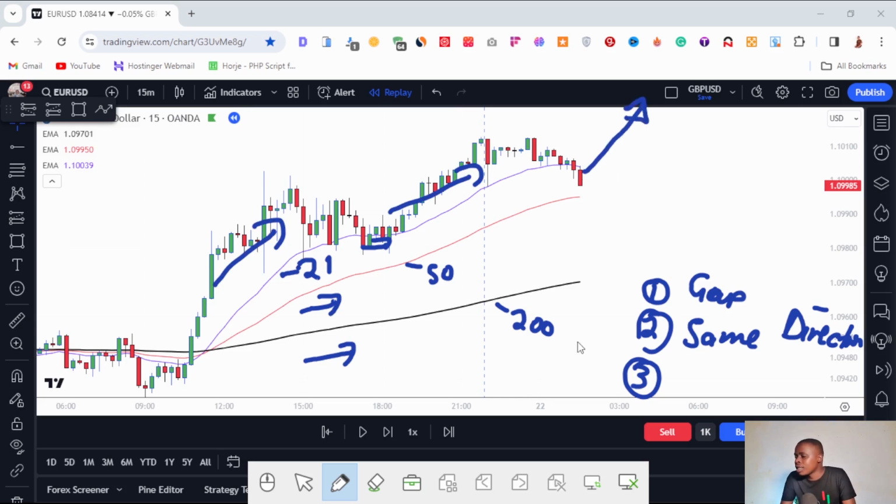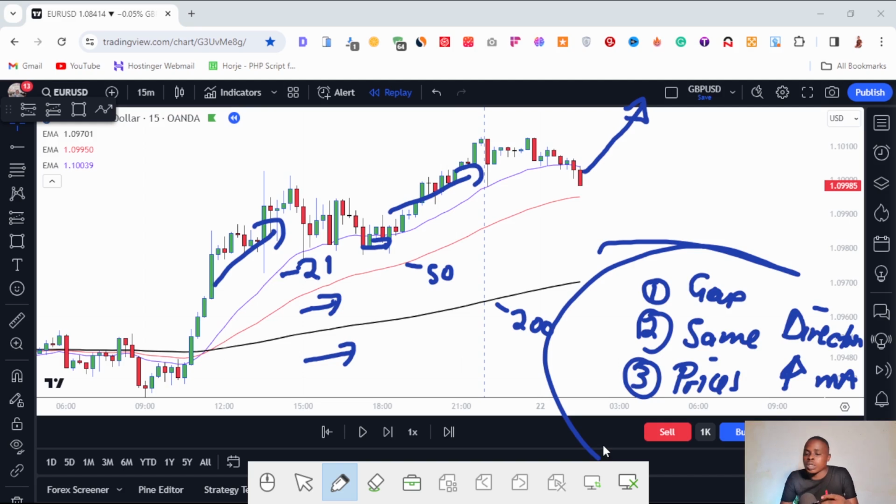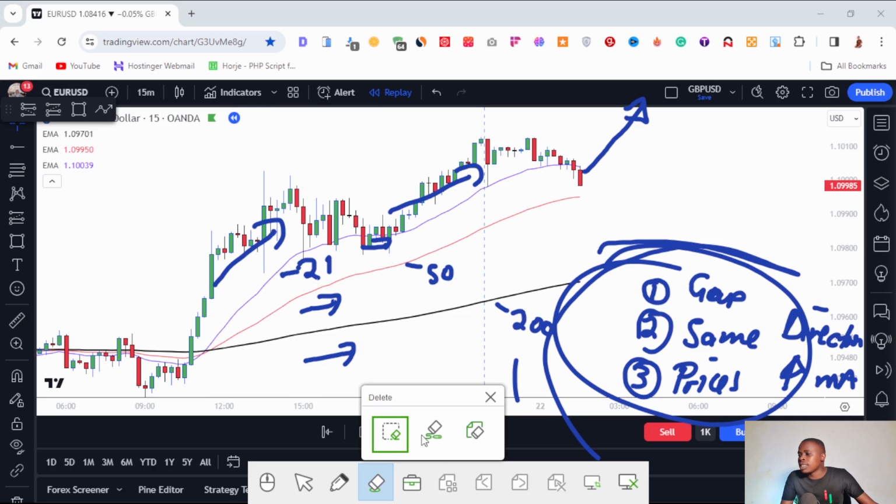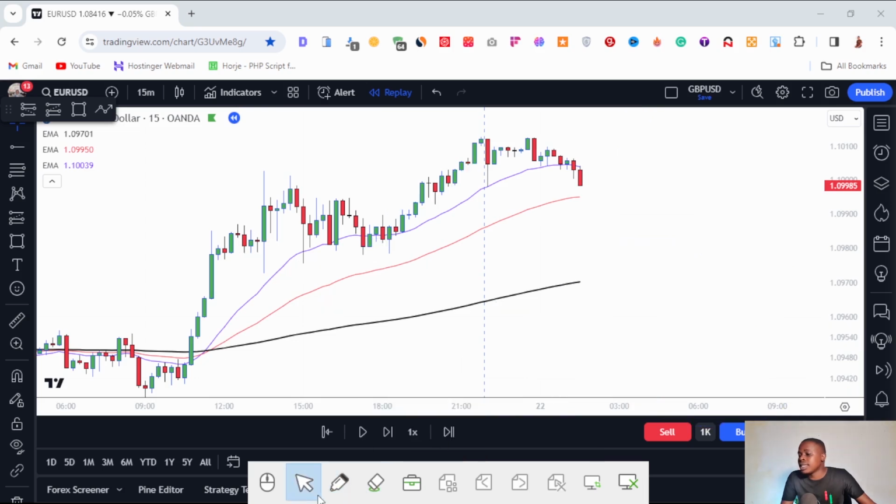Price above the moving averages. That's the three rules that you want to see to identify if this market is in an uptrend. All right? So once you see these three things, it simply means your market is in an uptrend and you are going to be looking to buy.